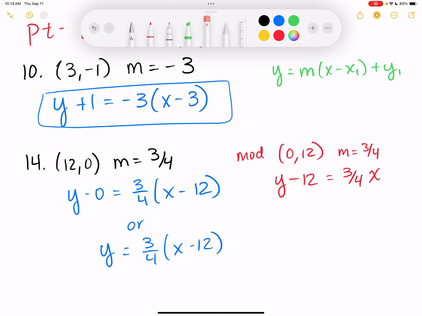You can write it either way. Some people like to write the 0, some people don't, so either way would be fine. But we're leaving it in point slope form because that's what it asks for in the instructions.